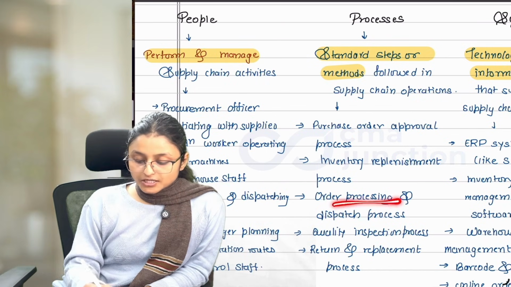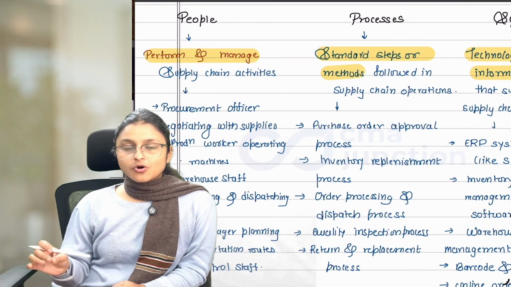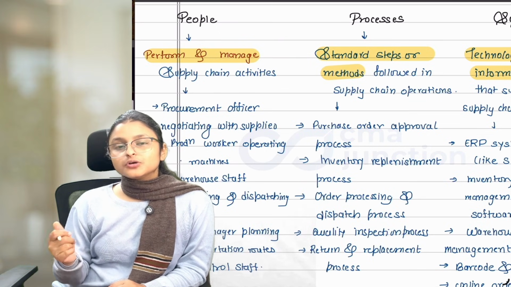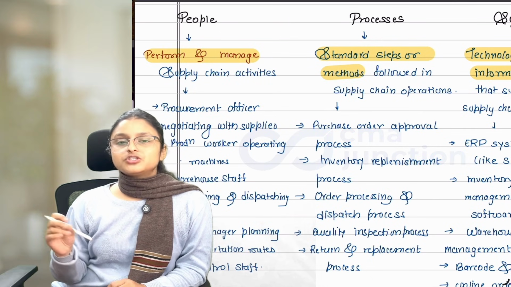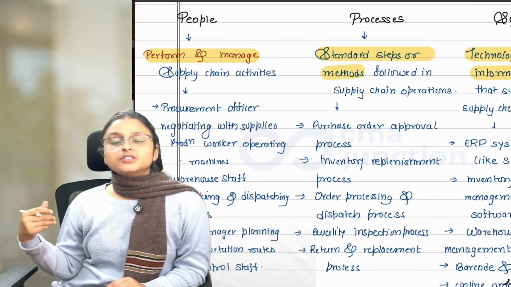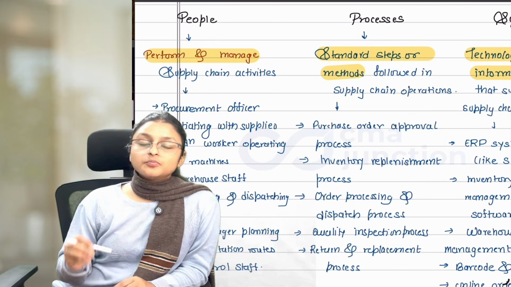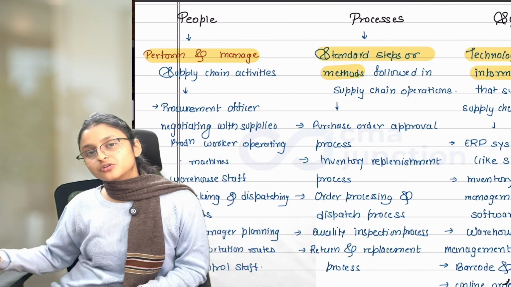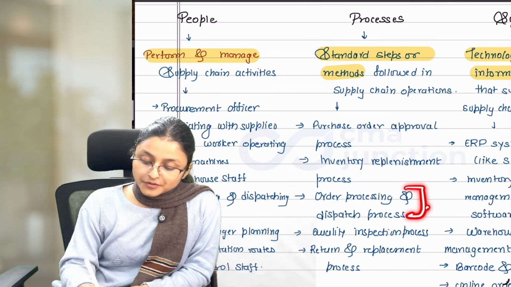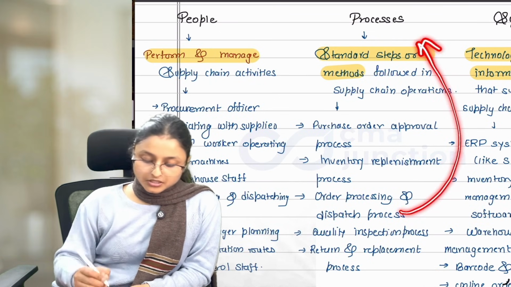Next comes the order processing and dispatch process. When your customer has placed the order, there might be some process to evaluate everything which they have provided, the address or the specific product which they have bought. Now we need to check that and process that order and provide the product to the customer. There might be a specific process, specific steps for the same. That also comes under process.